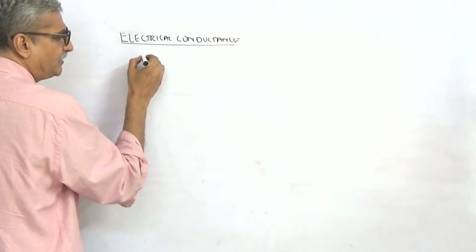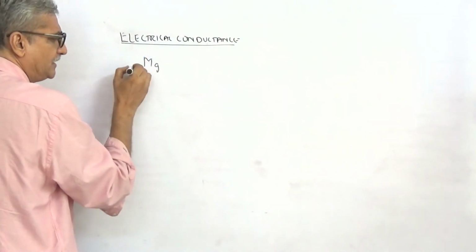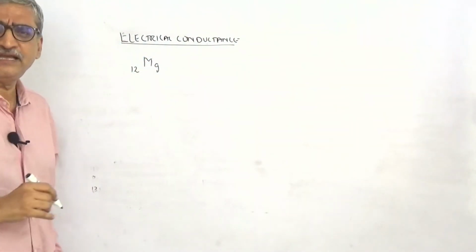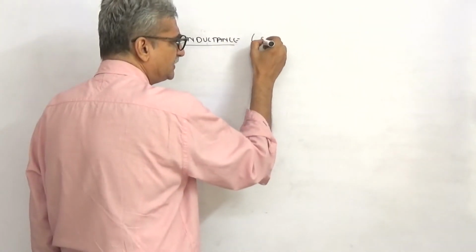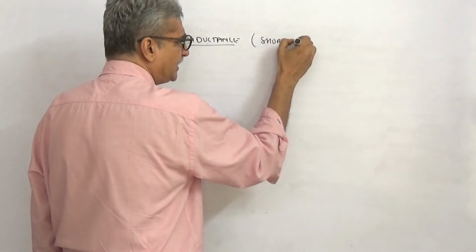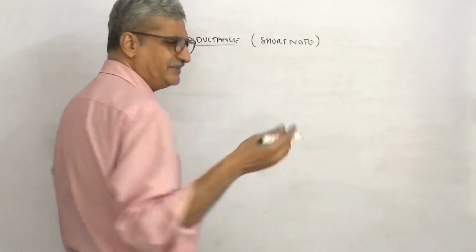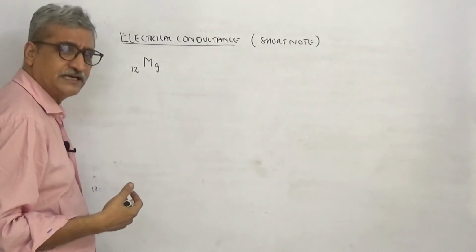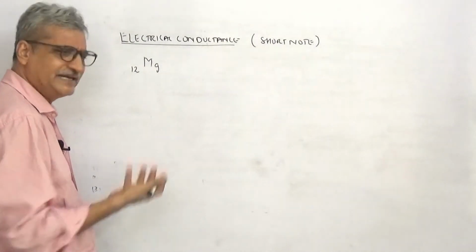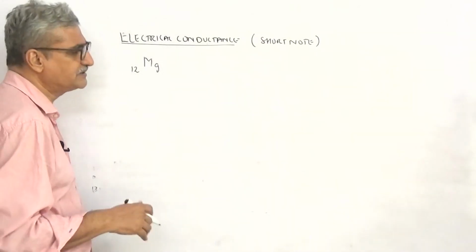Let's take the example of magnesium. So this is generally a short note, right? There is nothing much more in this. Generally this can be asked as a short note, and it has also been asked in the board. I have also corrected papers and realized this is asked as a short note. Explain electrical conductivity in metals. Take the example of magnesium. All textbooks have given the same example.